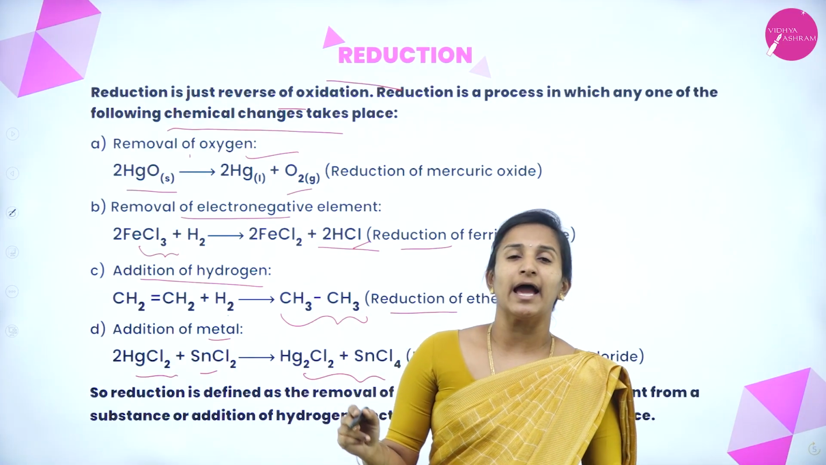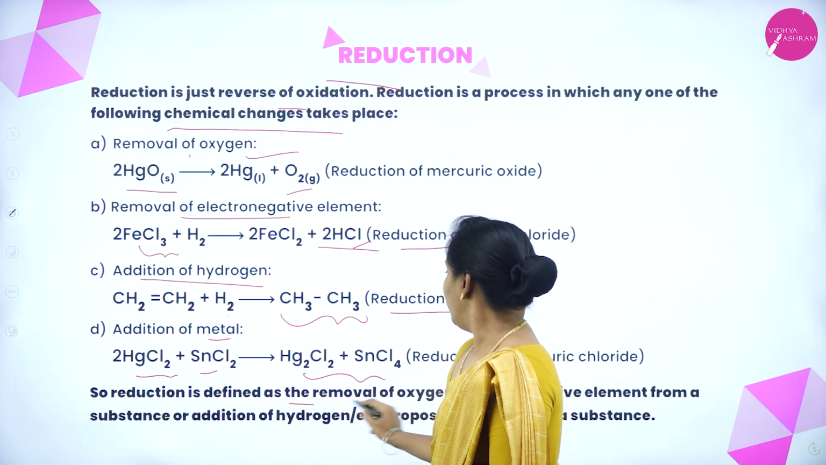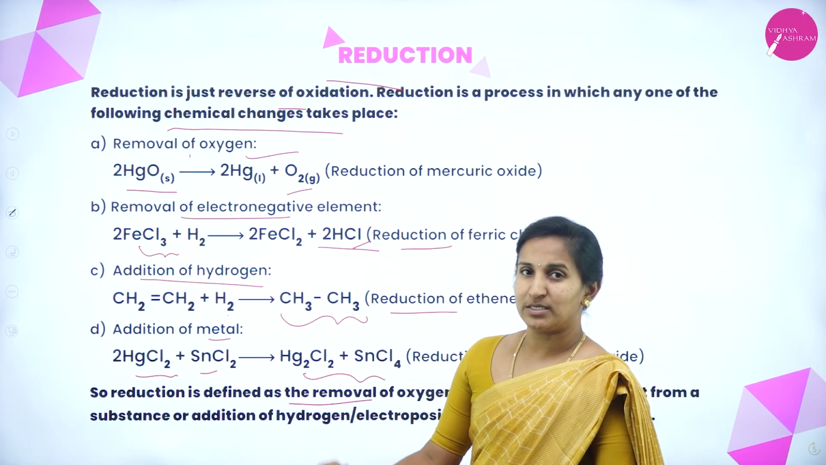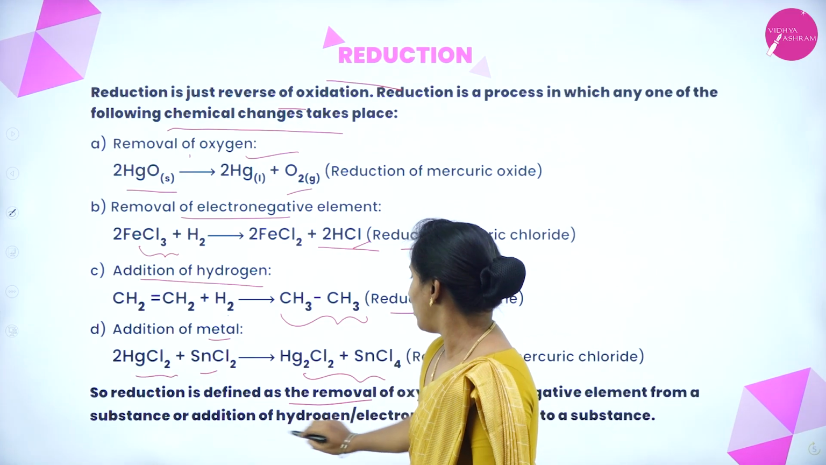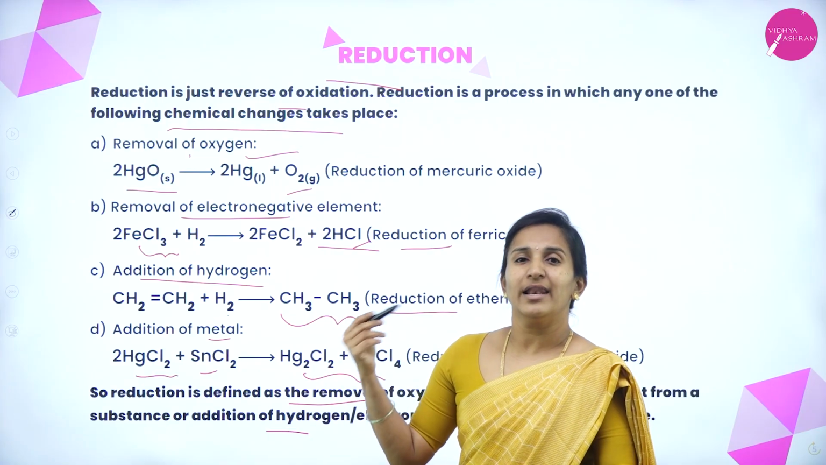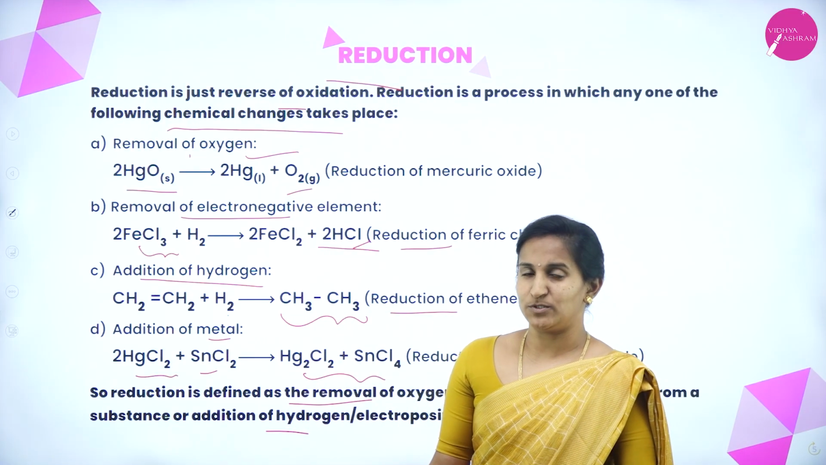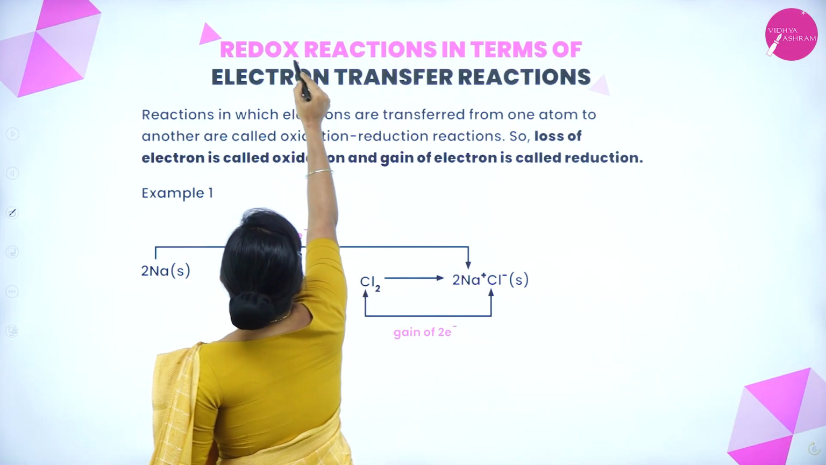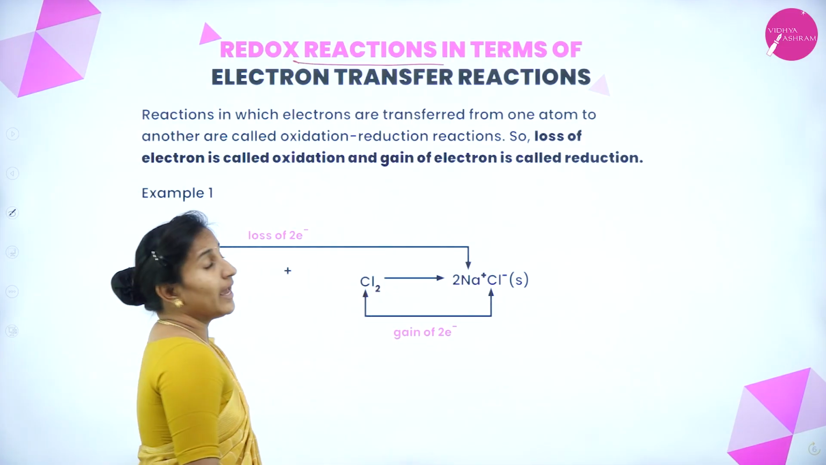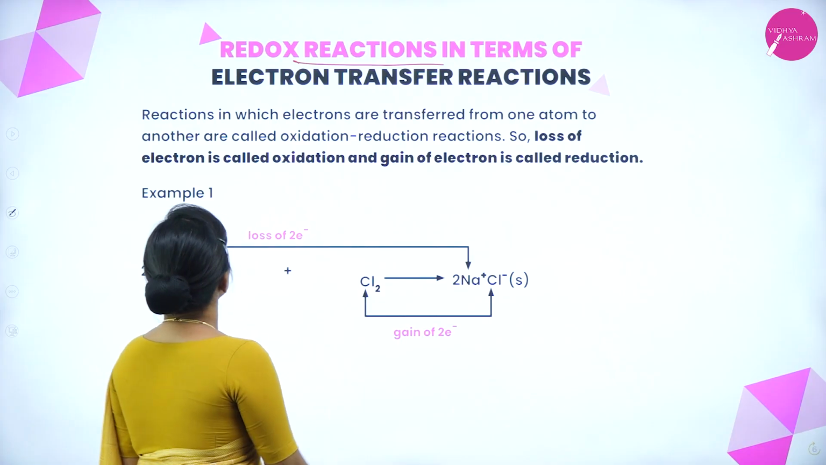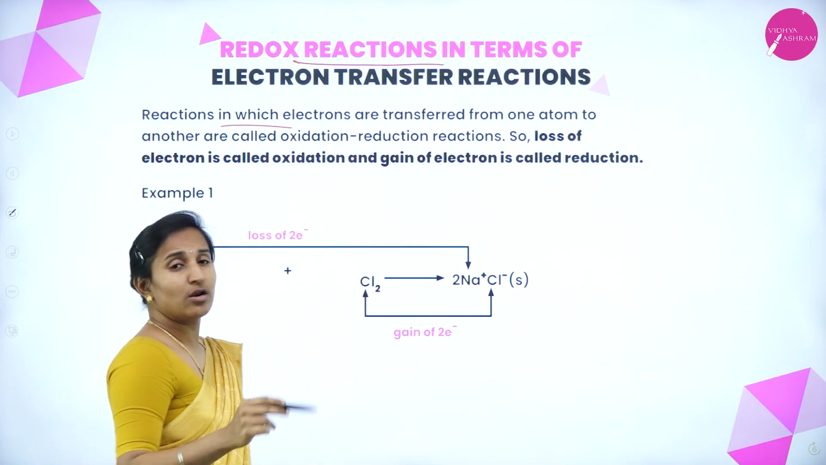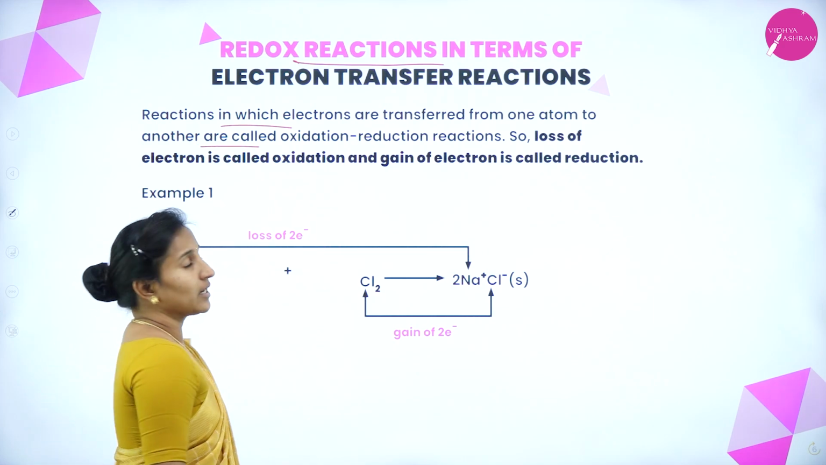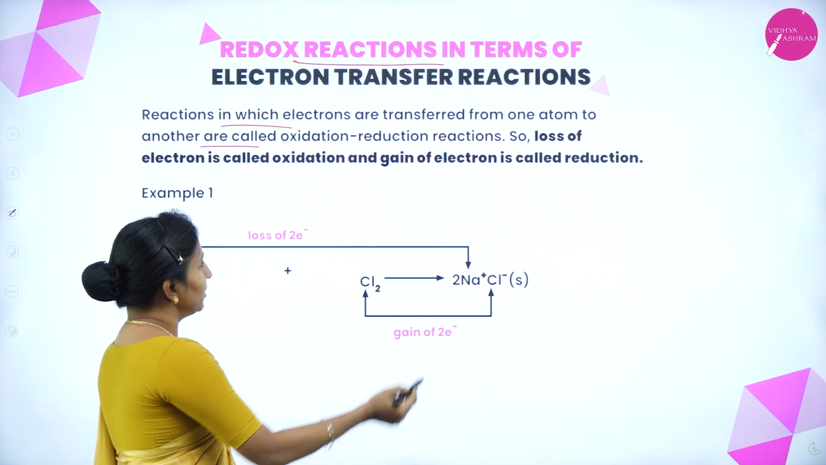So, reduction can be defined as the removal of oxygen or an electronegative element from a substance, or addition of hydrogen or an electropositive element to a substance. We call it the reduction process. Redox reaction in terms of electron transfer reaction. Reactions in which electrons are transferred from one atom to another are called oxidation-reduction reactions.